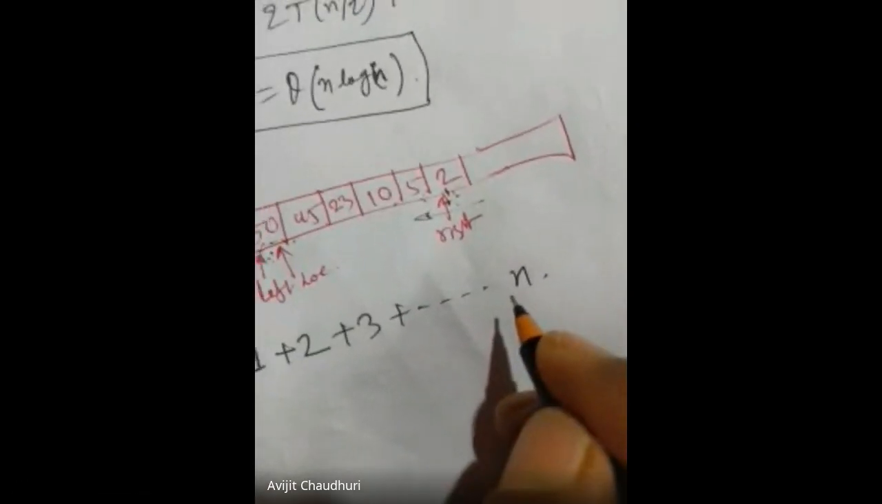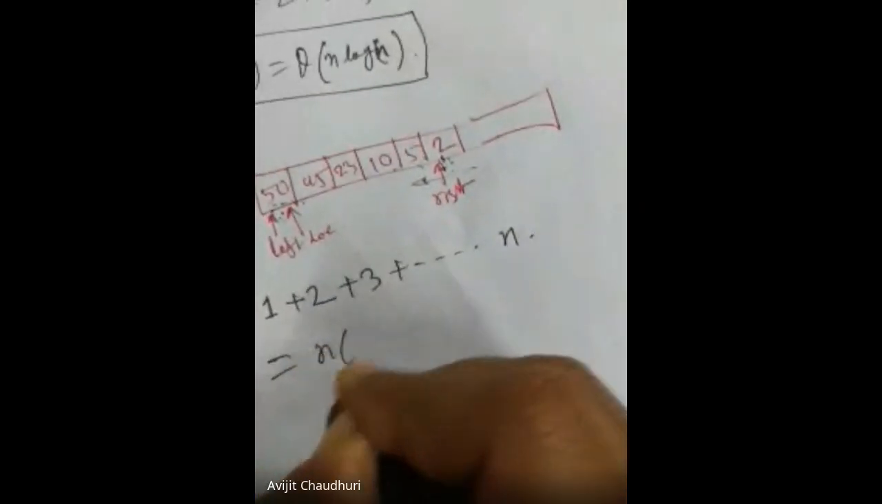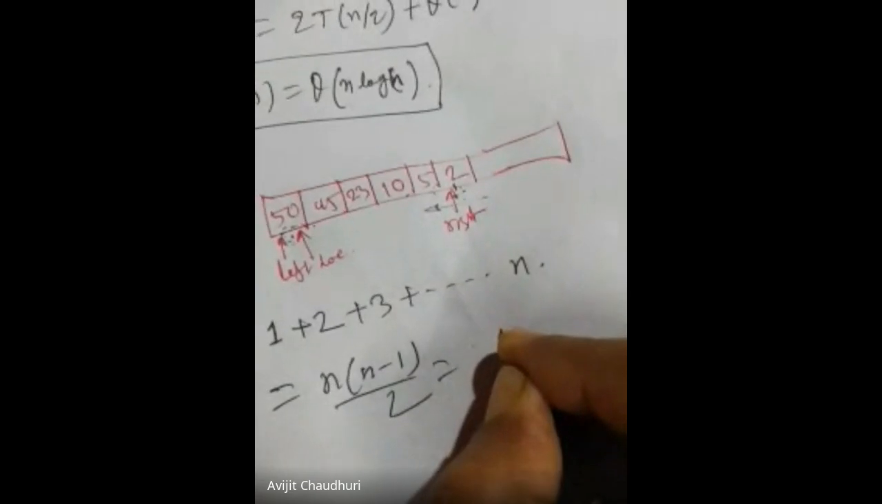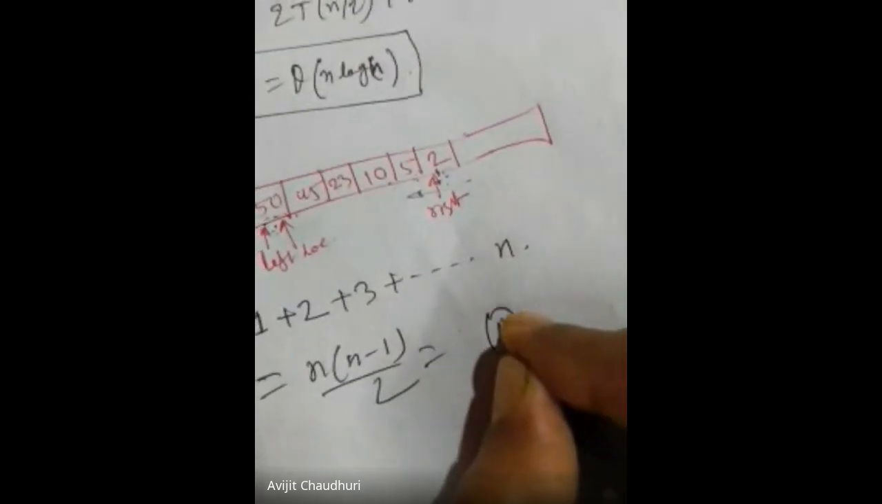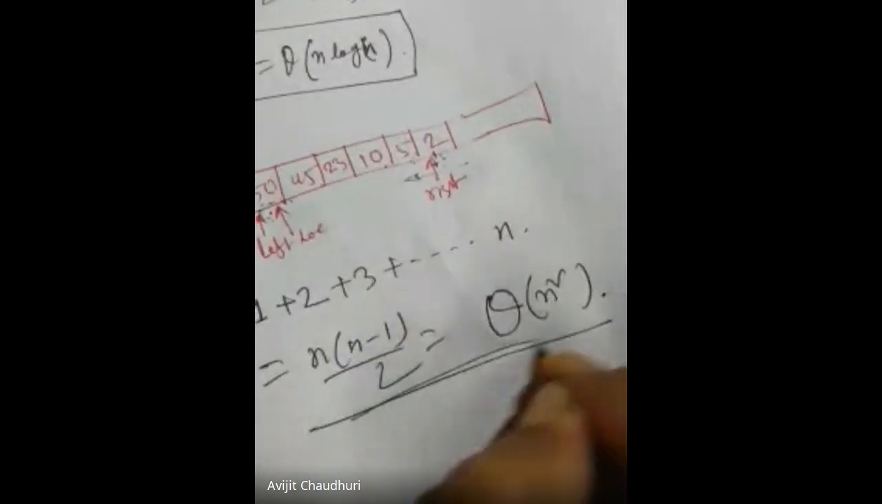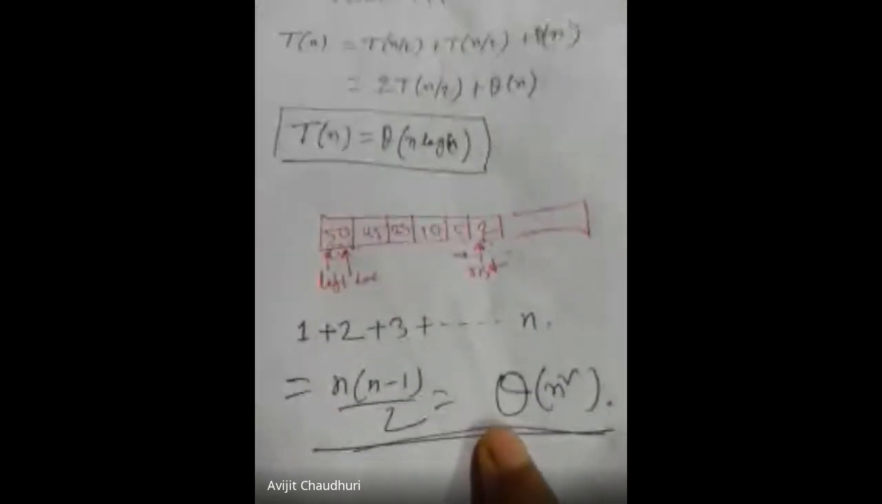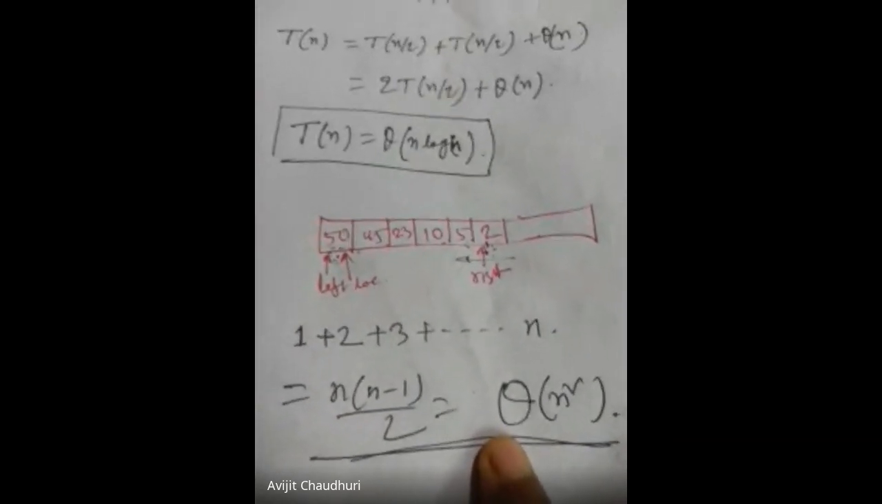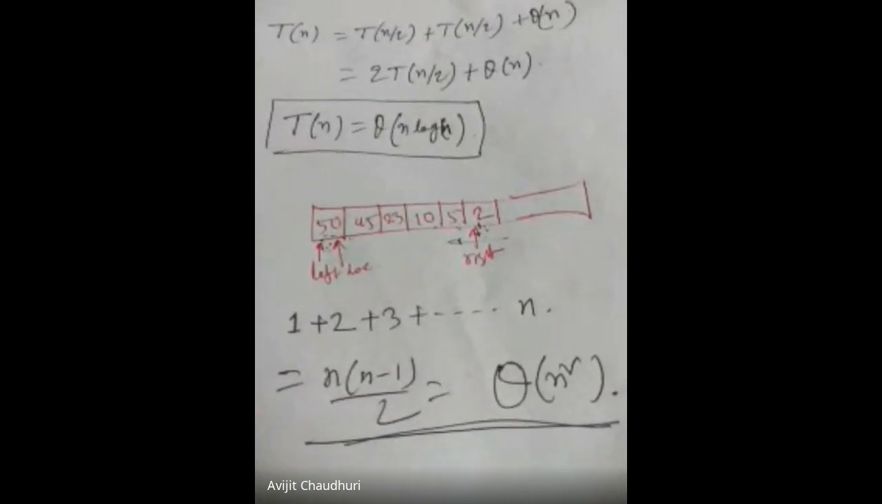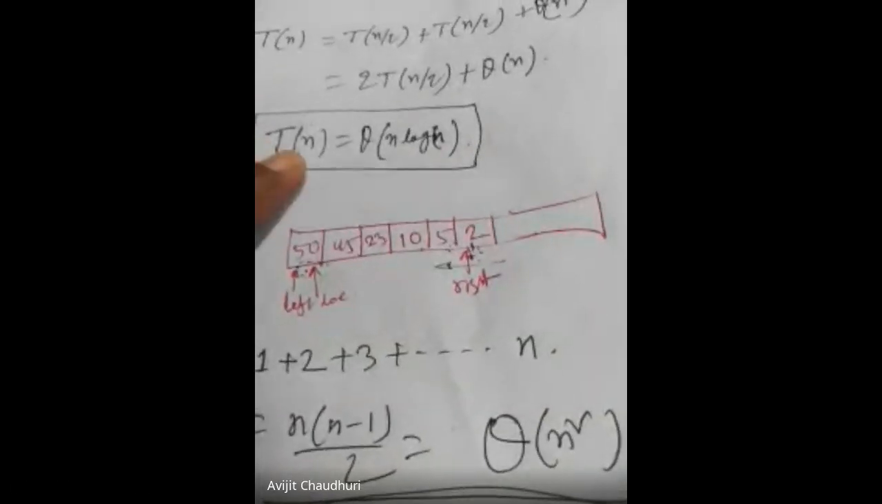So it will be n into n minus 1 by 2, which is big O of n square, big theta of n square. Already we have done it. So if it is reversely sorted, then the complexity will be the same as that of bubble sort or insertion sort. So this is the worst case. And the first one, T of n, is the best case. This one is the average case.